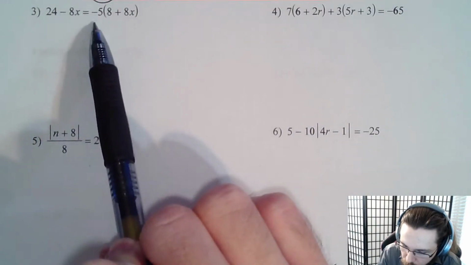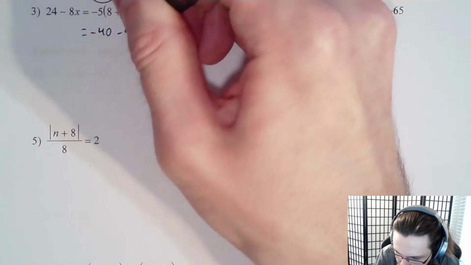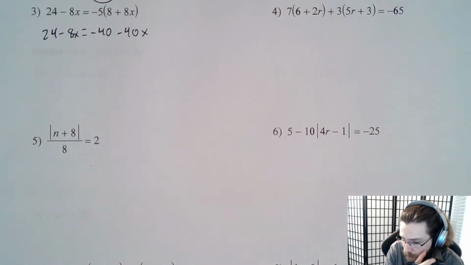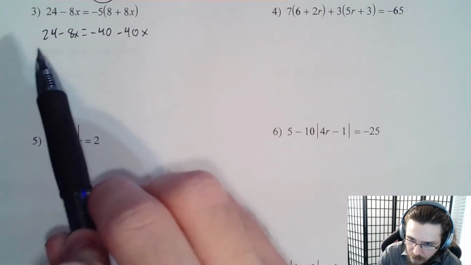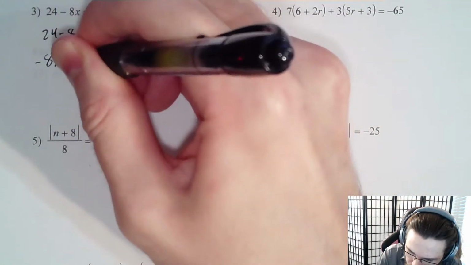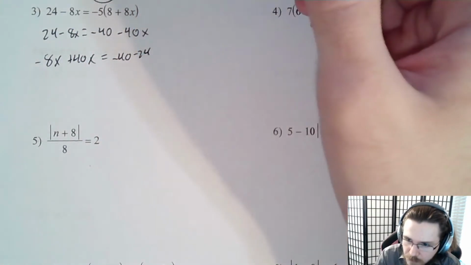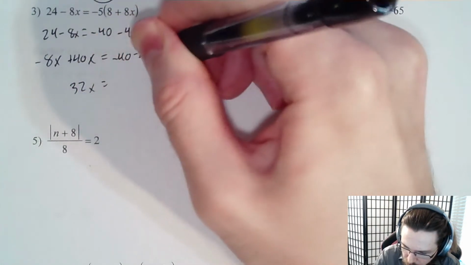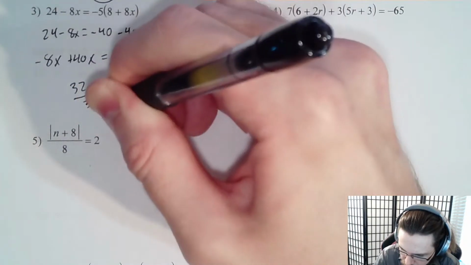We got to distribute this negative 5 to both. So we got negative 40 minus 40x on the right-hand side there. And now we got to use our little switcheroo idea. We're going to bring this negative 40x to the left, make it positive 40x. That 24 moves to the right, make it negative 24. So that's a negative 8x plus a 40x equals a negative 40 minus a 24. So negative 8 plus 40 is positive 32x. Negative 40 minus 24, negative 64. Divide both sides by 32, and you are finished.